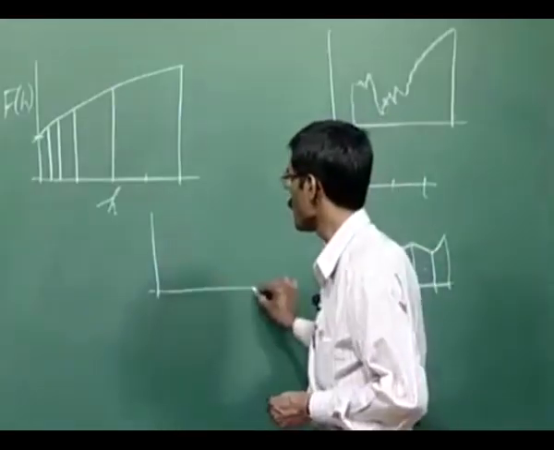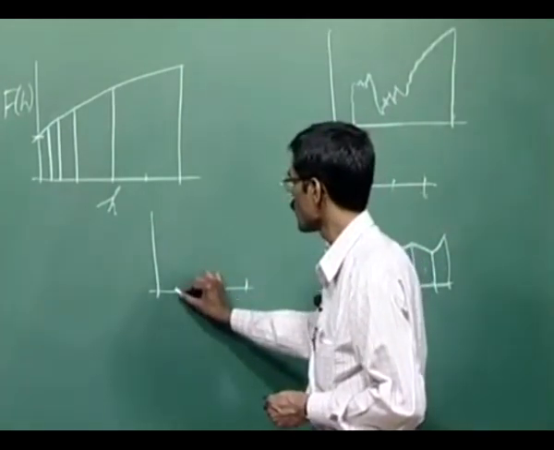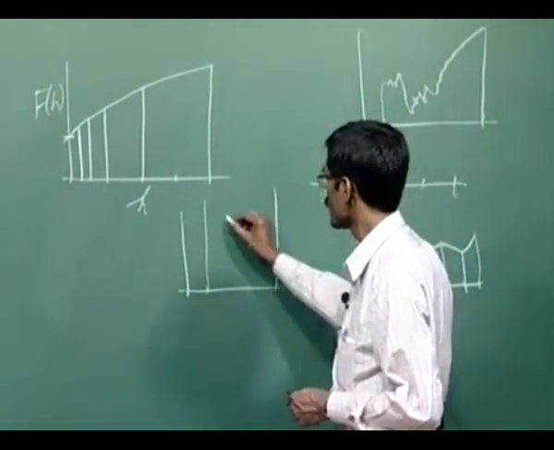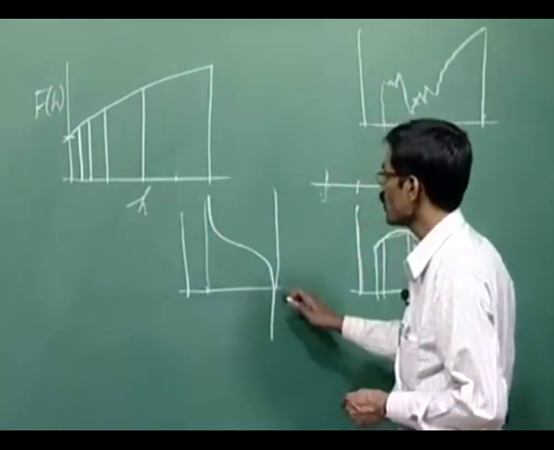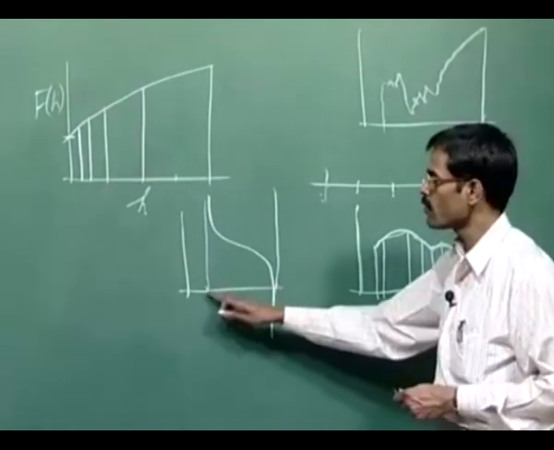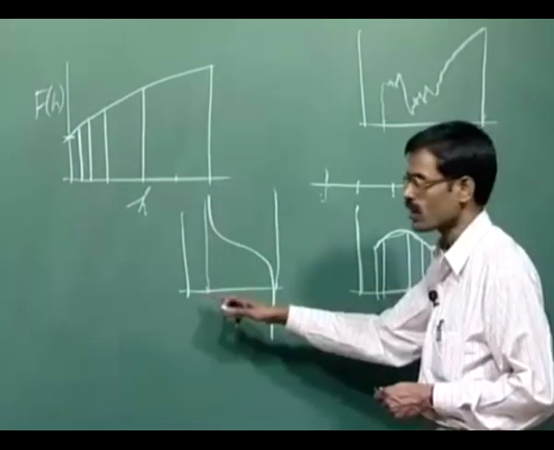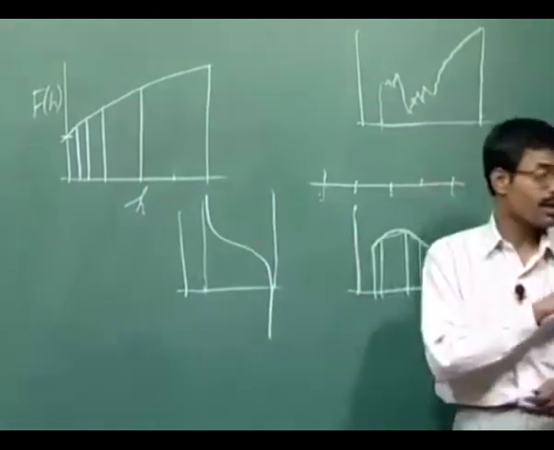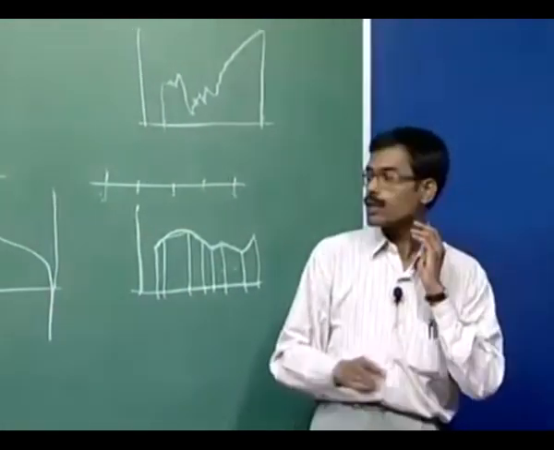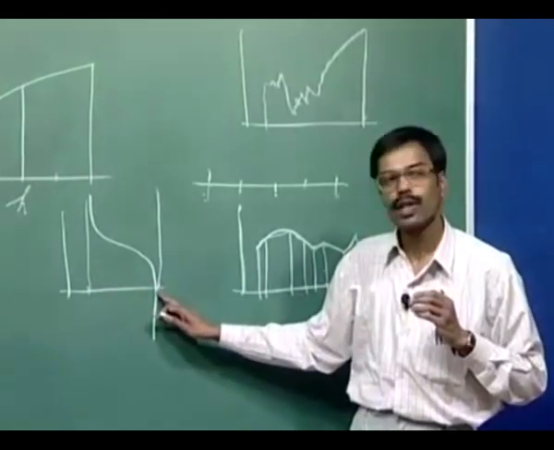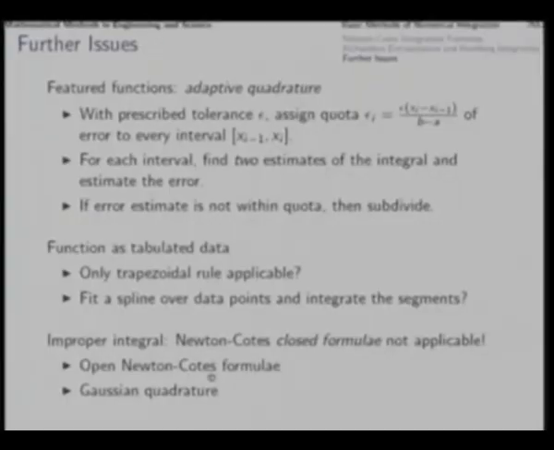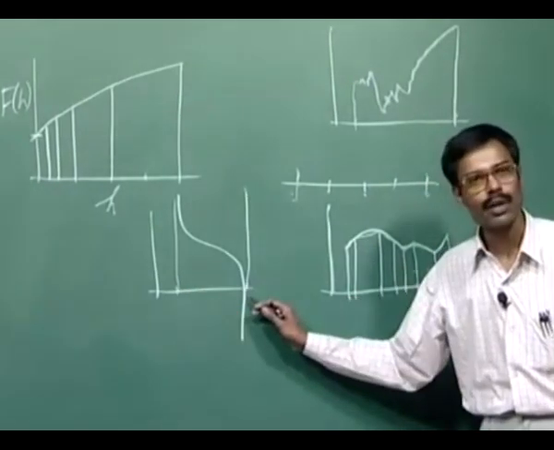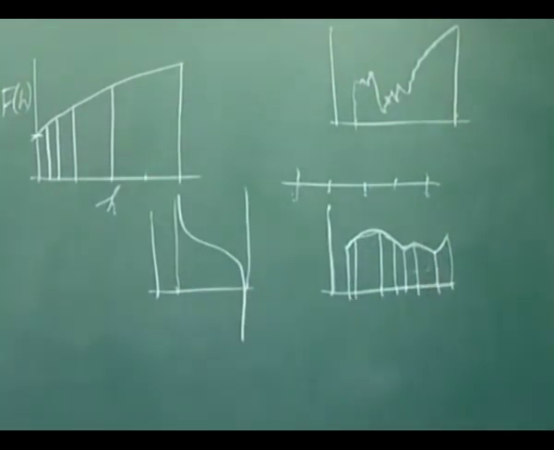For example, for this kind of a function, the end points of the interval do not have the function defined at those points. So, in such situations, these closed formulae, which require you to provide the end point function values, will fail. In such cases, you can resort to similar open Newton-Cotes formulas which do not need the end point value, or you can use Gaussian quadrature.